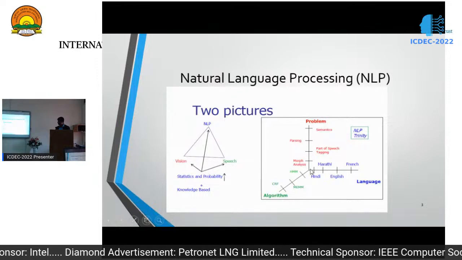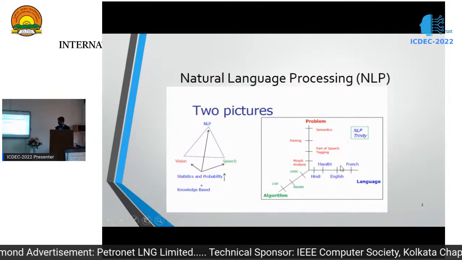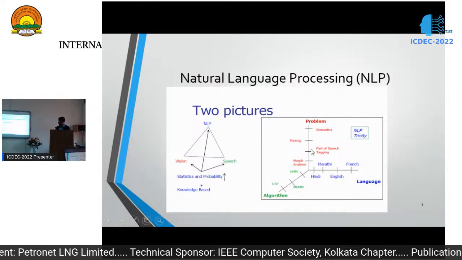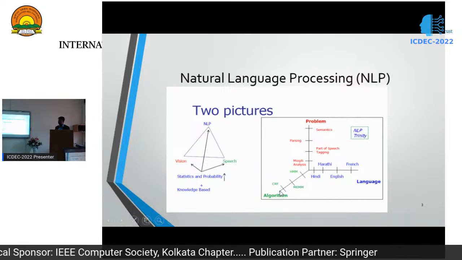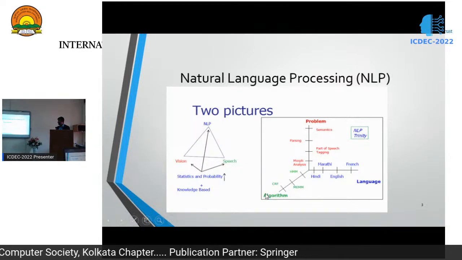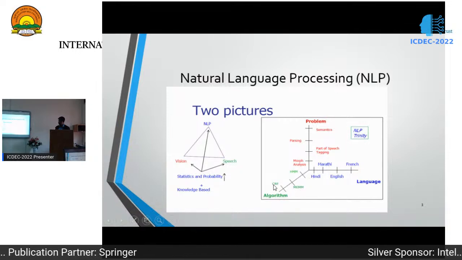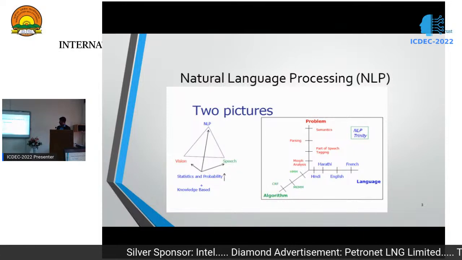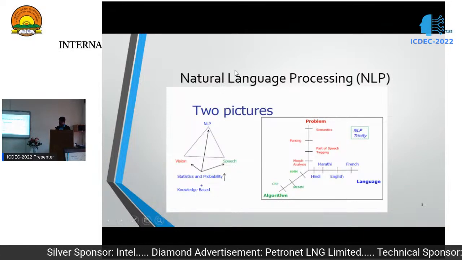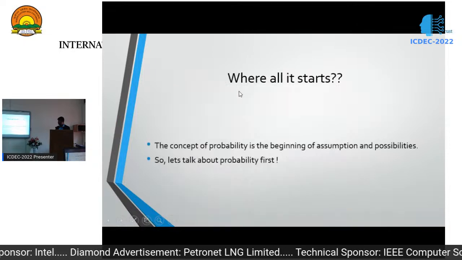It's not only about the language which you speak. You need to have a problem. That is what we are going to solve. And that problem can be solved through different algorithms. We have different algorithms, starting from HMM, then we have CRF. Now the stage is that we have started moving to deep learning and all. That is where we have to focus in order to learn natural language processing.